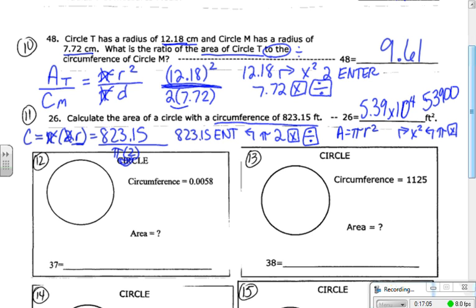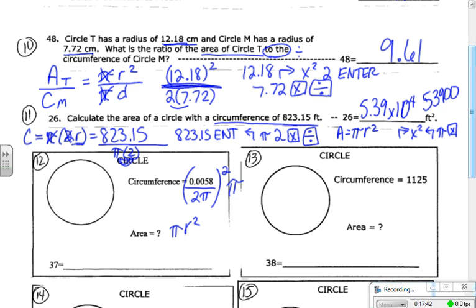Okay, number 12. Similar problem, only we have a picture instead of it written out entirely in words. We have the circumference given and we want to find the area. So, we saw before, we were going to take our circumference, divide it by 2 pi. And that will leave us with our radius. So 0.0058 enter, 2 enter, pi times divide, and that gets us our radius. Then we need to square our radius, and we need to multiply by pi because our area is pi r squared.